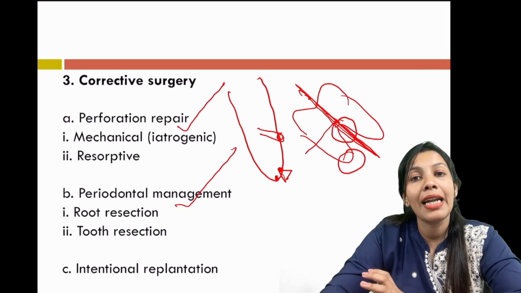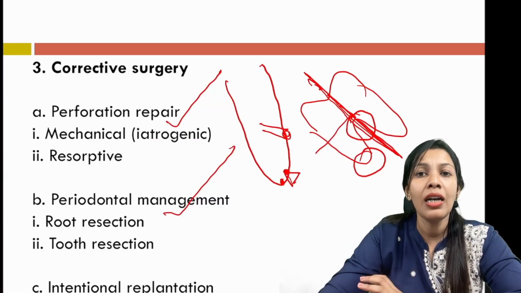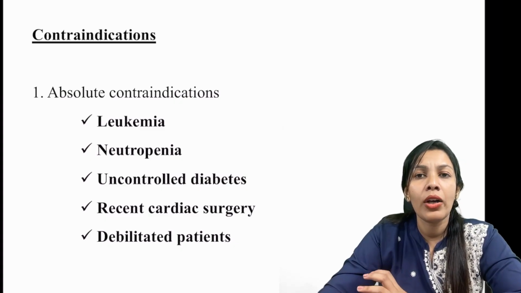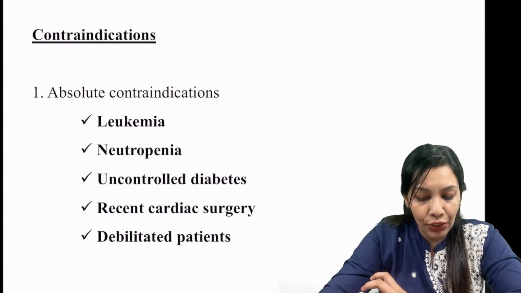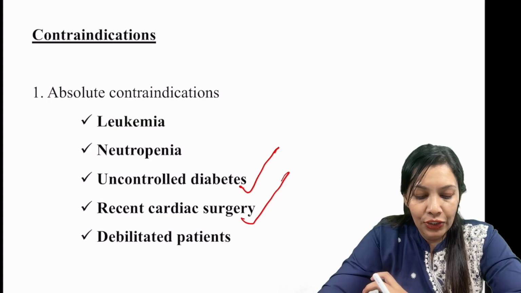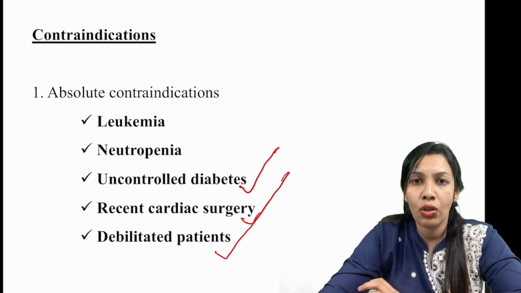And next is intentional replantation, where the tooth is extracted from one area and it is placed in the other area. Now, talking about the contraindications of endodontic surgery, there are absolute contraindications like leukemia, neutropenia, uncontrolled diabetes, cardiac surgery, and debilitated patients. In these patients, it is absolutely contraindicated.